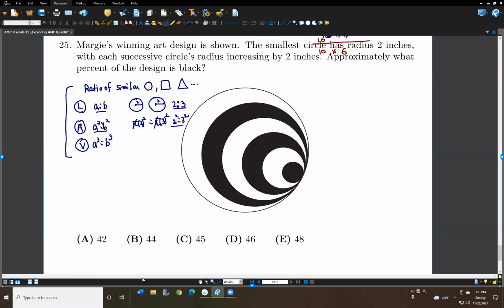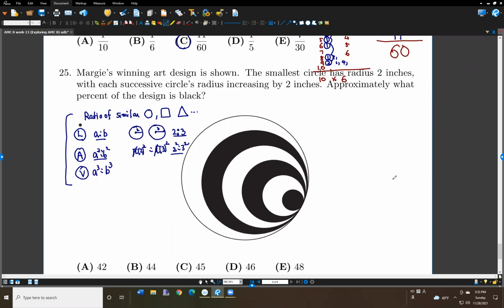I'm going to find out the ratio of the lengths. We just use corresponding sides. Radius or diameter, anything is okay, but they gave you the radius over here. The smallest radius is 2. The next one increased by 2, so this one is 4. The next large circle has a radius of 4. The next one is 6, the next is 8, the next is 10, the next is 12.